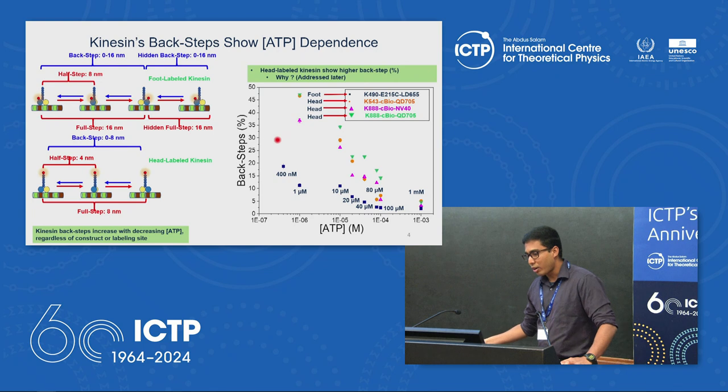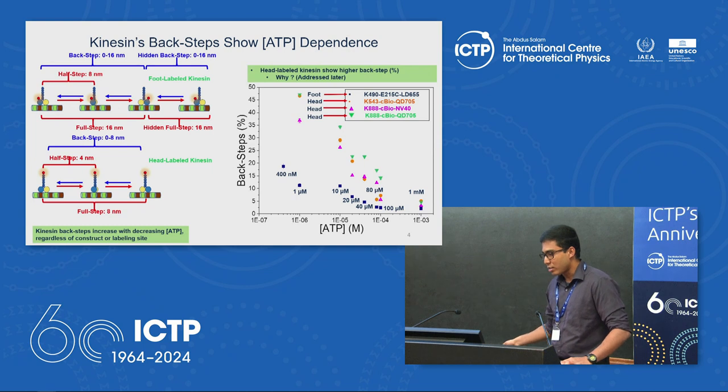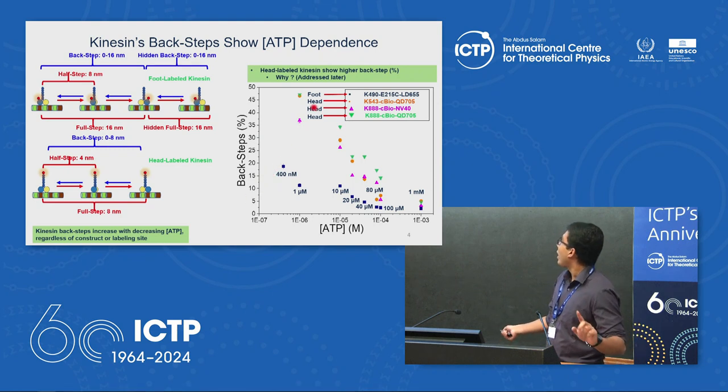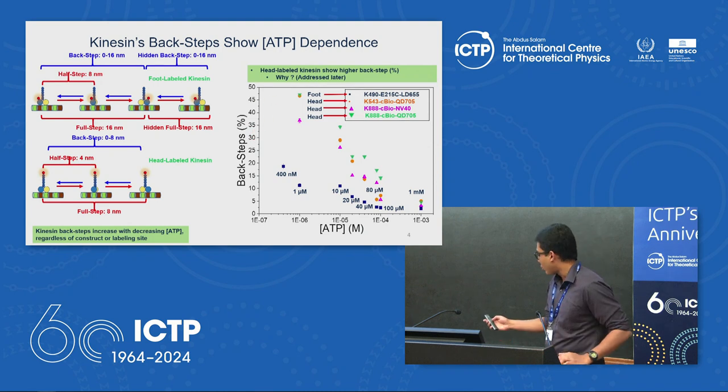With the foot-labeled experiments, what we notice is that there's a clear ATP dependence for kinesin backstepping. With decreasing ATP, you see an increasing percentage of backsteps. You see the same trend for the head-labeled constructs, but you notice a proportionately greater percentage of backsteps, and we'll explain why shortly.